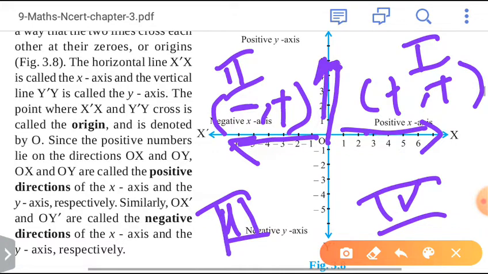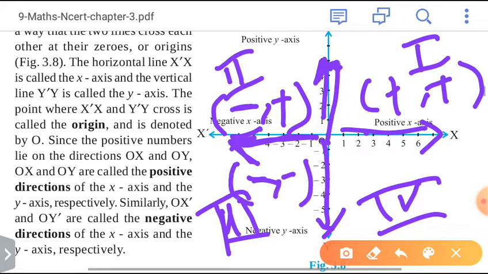Similarly, in the third quadrant you can see that x is negative and y is also negative. So both are negative. And in the fourth quadrant, the x-axis is positive but the y-axis is negative. This is the very important thing. That means all the plus.